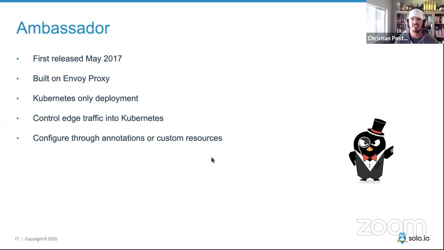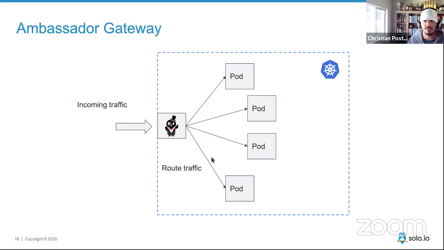So Ambassador was released in May 2017. It is built on Envoy Proxy. It is deployed into Kubernetes and has very Kubernetes ways of configuring the various configuration details. So using CRDs, they actually started off using annotations, and allow you to combine them if you'd like, or have them in your CI/CD flow. So Ambassador API gateway kind of looks like this.